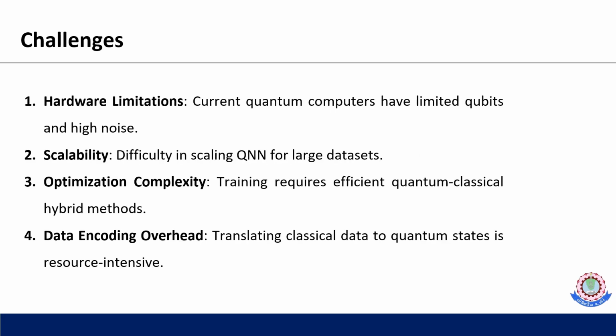Challenges: hardware limitation, as current quantum computers have limited qubits and high noise. Scalability: for scalable applications this neural network is very suitable, but limited by the hardware, so we have to think about scalability. Optimization complexity is also there, requiring classical hybrid methods to train. And the encoding method: in quantum there are many encoding methods, and we have to choose the correct encoding method to start the work.